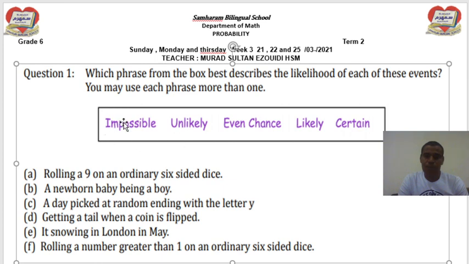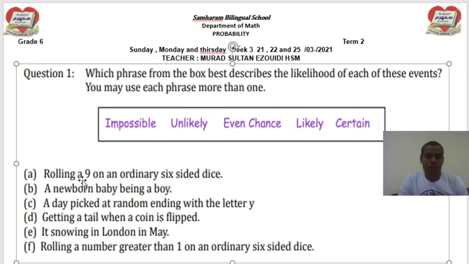When an event is impossible, it has a probability of 0. When it is unlikely, it is between 0 and less than 1/2. If it is evens or even chance, it means 1/2. Likely is more than 1/2 and less than 1. But the word certain means an event will happen 100%, so it has a probability of 1, and the probability scale is between 0 and 1.